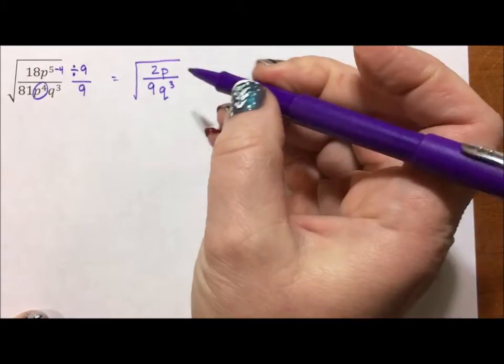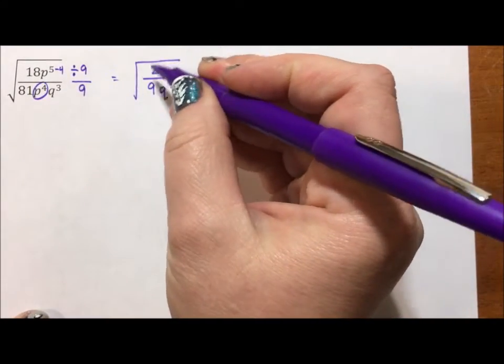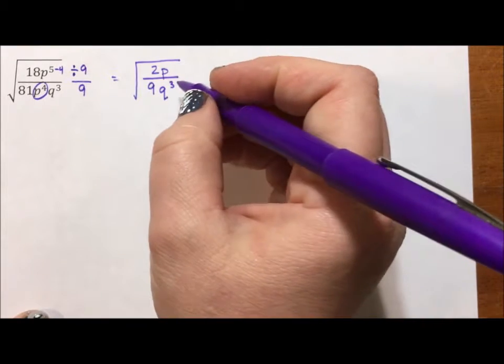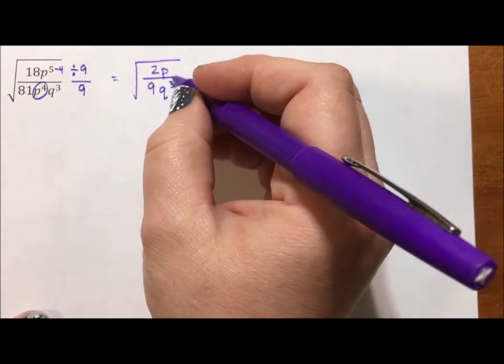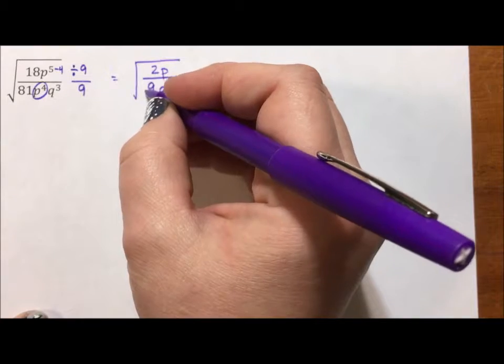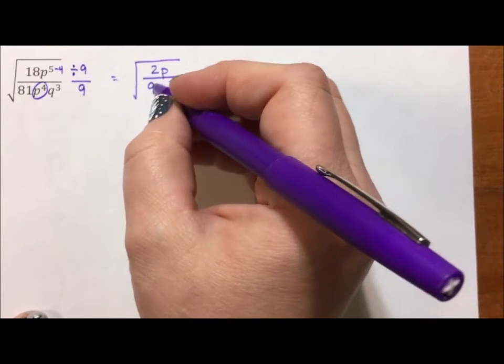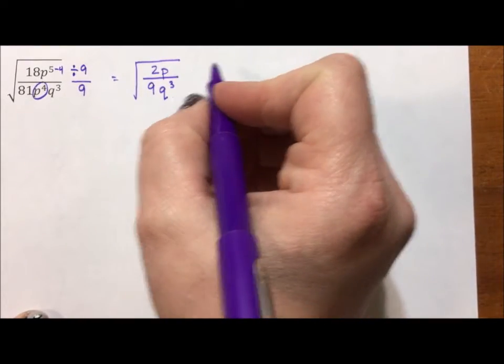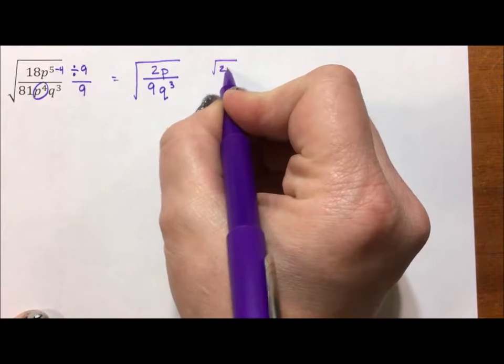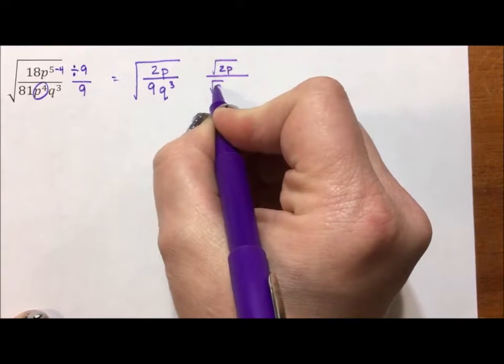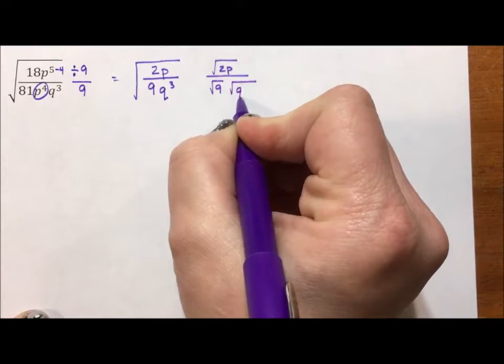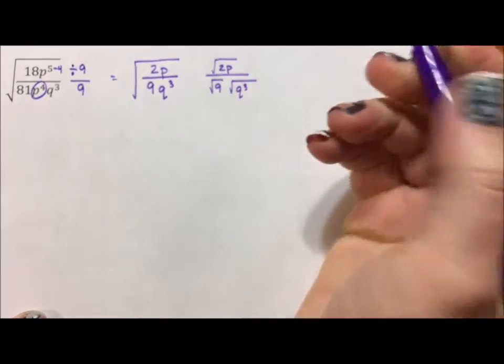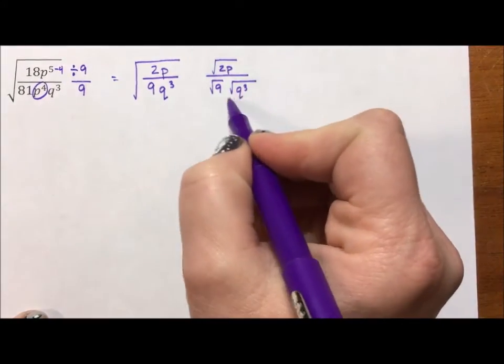Okay, so this numerator looks pretty simplified, but my problem is this denominator. I can pull out a 9. I can't have a square root down here. So I can think of this as being the square root of 2p over the square root of 9 times the square root of q cubed. And this is 3, which is great, but the problem is this.